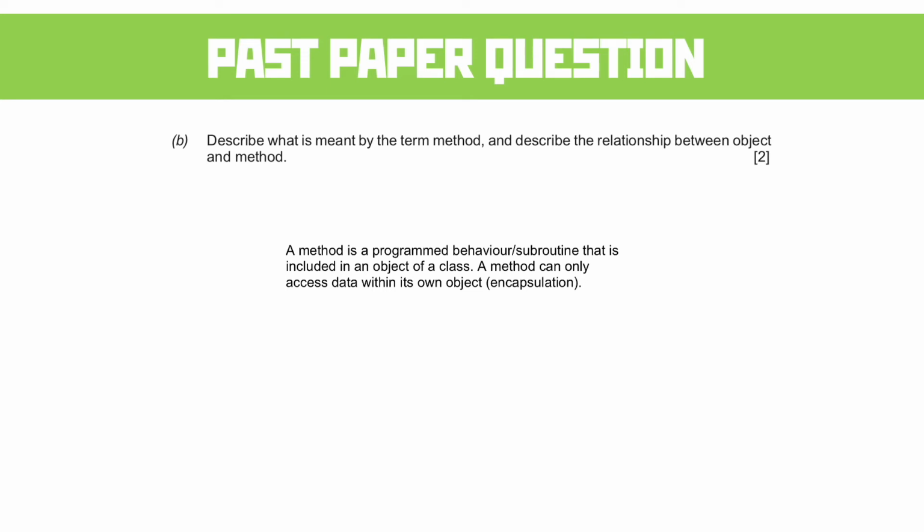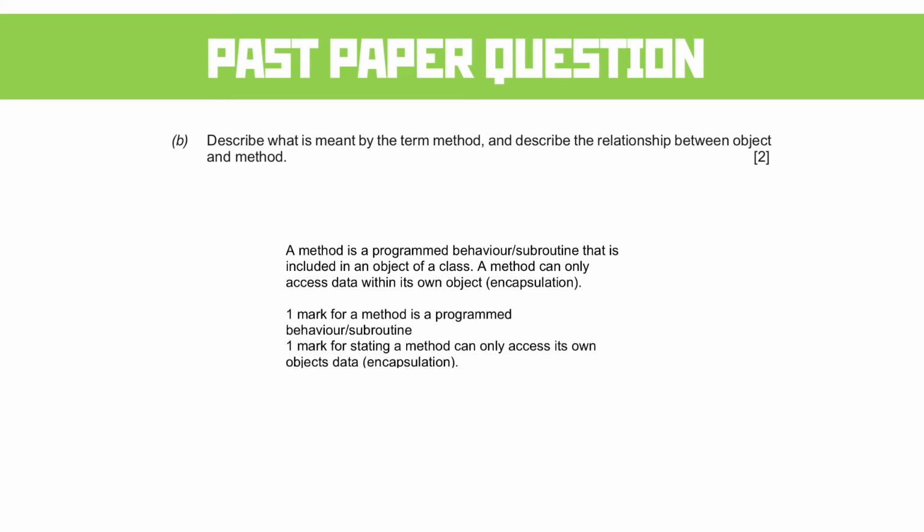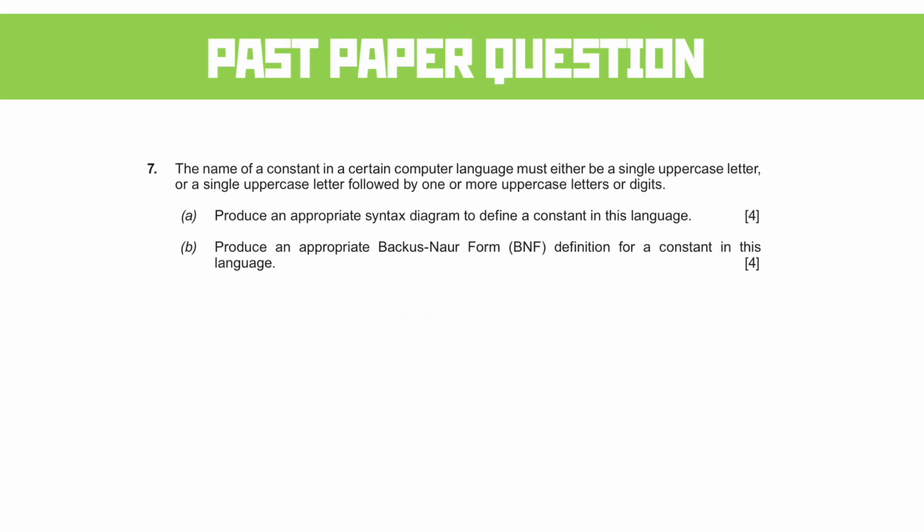So where are the 2 marks coming from here? The first mark is for saying that the method is the behavior or the subroutine, and the second is for mentioning encapsulation. Another question then, this one's all about unambiguous syntax.